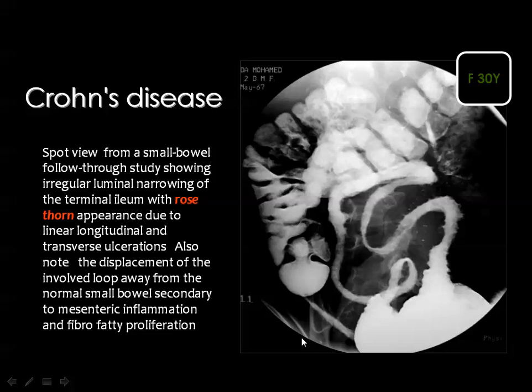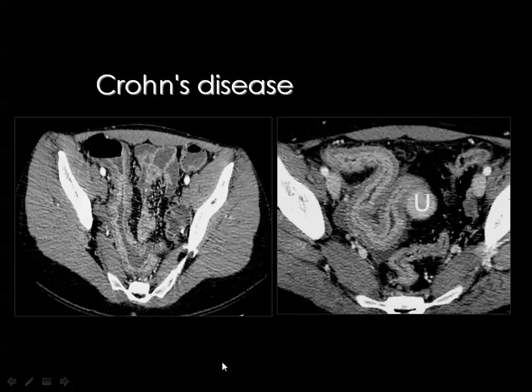And too many other diagnostic criteria like the skip lesions, the cobblestone appearance, and too many will be explained later on. Then this is Crohn's disease by CT. You see this is the urinary bladder, and here is the terminal ileum, and you can see marked mucosal thickening encroaching significantly on the lumen with stranding of the peri-intestinal fat planes.